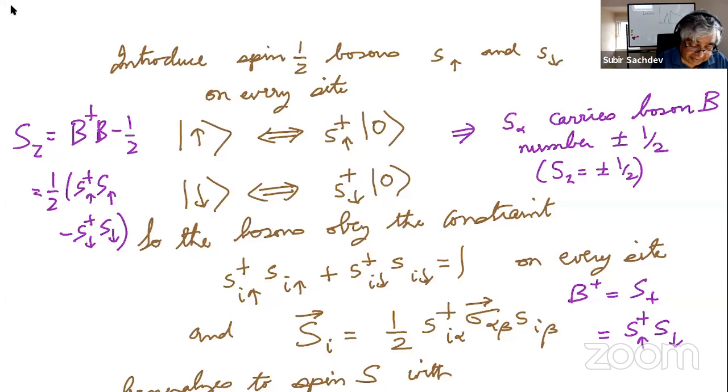So we see by comparing this expression between B dagger B and S dagger up, S up and this one here, that if I add an up boson, B dagger B increases by one half. And if I remove an S down boson, B dagger B again increases by half. So this tells me that the S down boson has boson number minus a half, and the S up boson has boson number plus a half. So then this operator turns out to have boson number one, because you remove a boson number minus a half and add a boson number plus a half. Okay. So these are bosons.